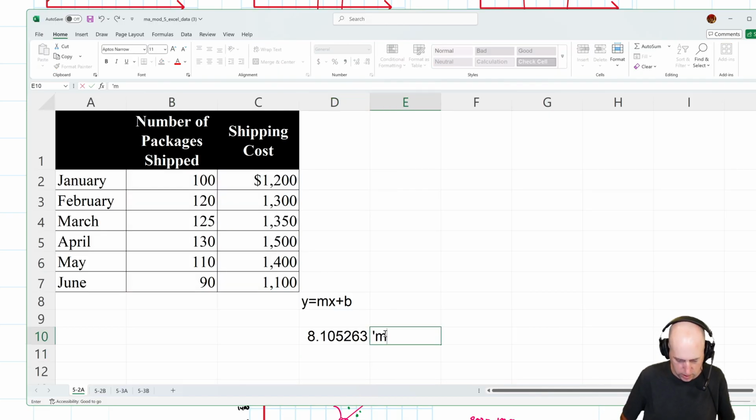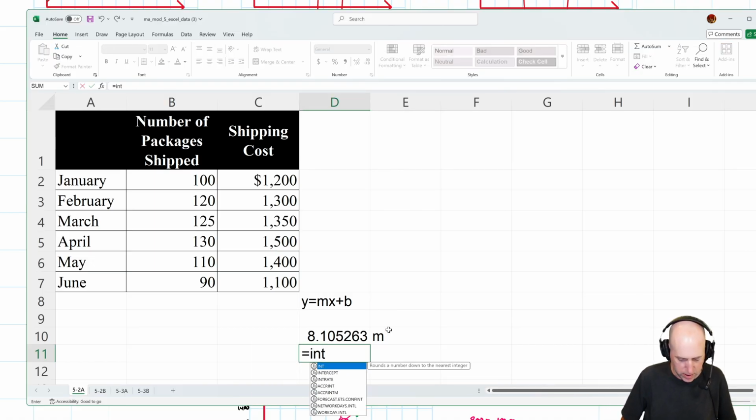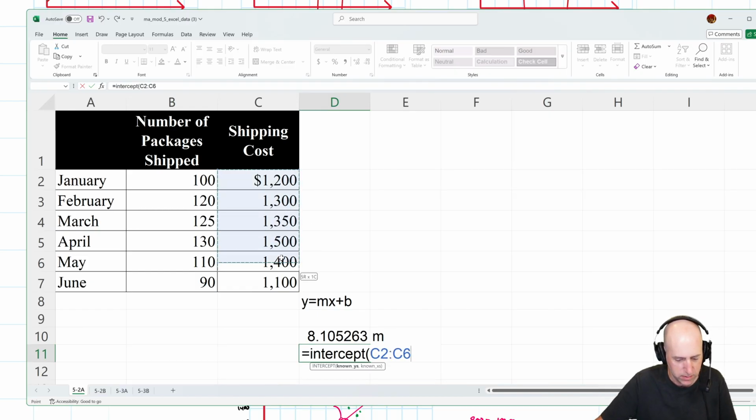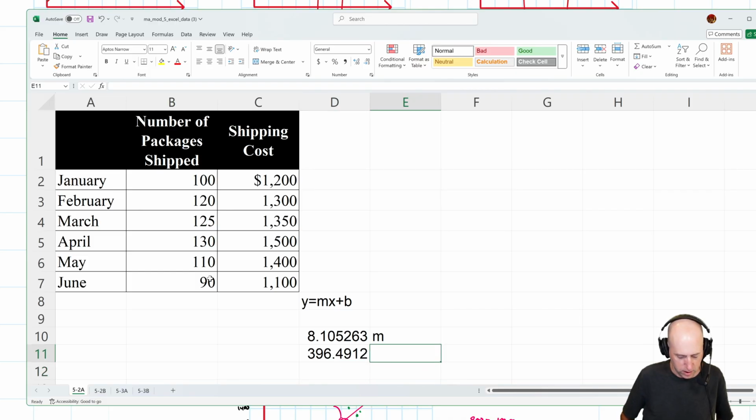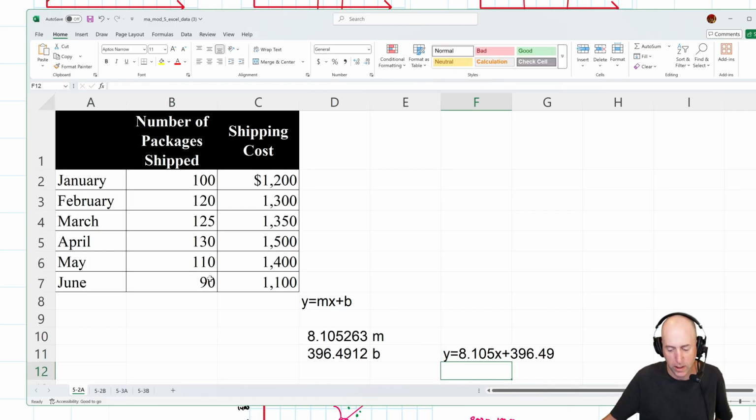And what's our b? Well, you do the exact same thing, but this time you type intercept. So equals intercept, bracket, known y's, comma, known x's, close bracket, and that's our b. So y equals mx plus b, y equals 8.105x plus 396.49. That's the formula. We've done it. So there you go.